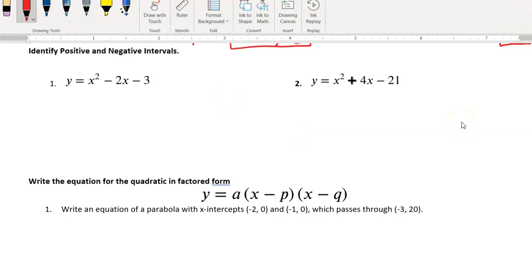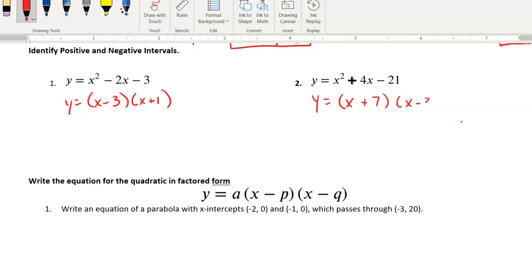So the first one, hopefully you recognize that the two values that multiply together to be negative 3, that add together to be negative 2, would be negative 3 and positive 1. And the other one, what two numbers multiply together to be negative 21, that add together to be negative 4, would be a positive 7 and a negative 3. Now, it does not matter what order you put those in, so you can put those in any order.